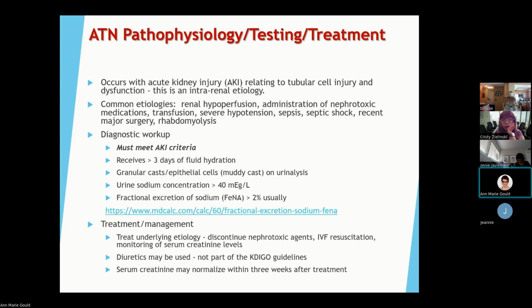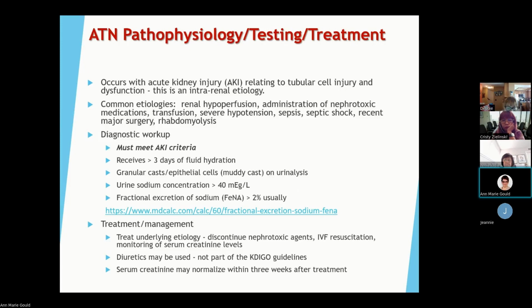Diagnostic workup must meet AKI criteria, like I mentioned. Receives greater than 3 days of fluid hydration. You may see granular casts or epithelial cells, your muddy casts on urinalysis. In the UA, your urine sodium concentration is greater than 40 milliequivalents per liter, and your FeNA is usually 2% or greater. That's a big piece, your FeNA lab.